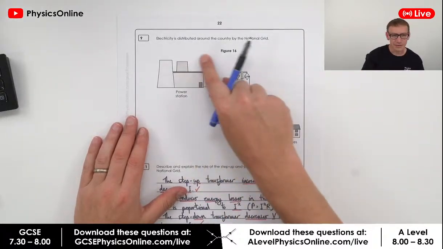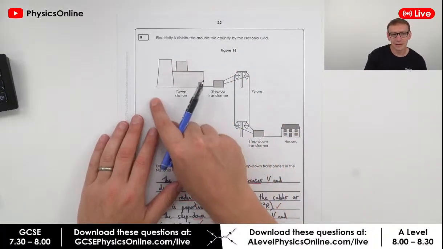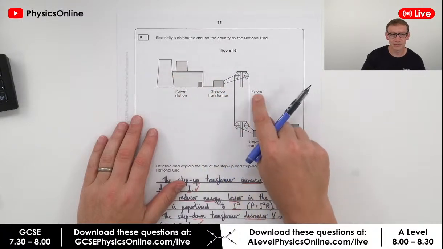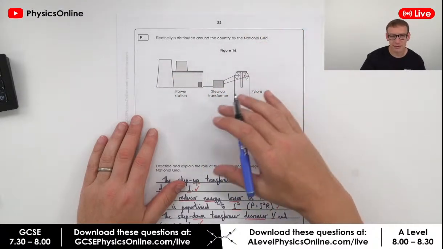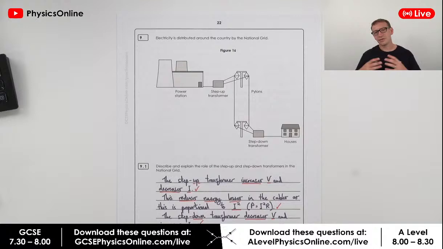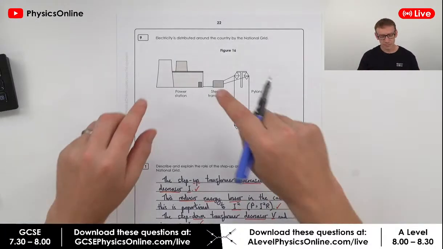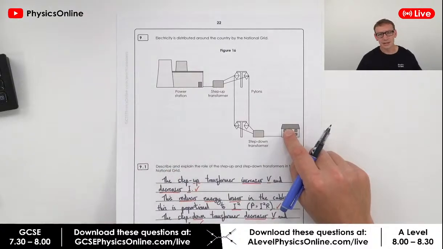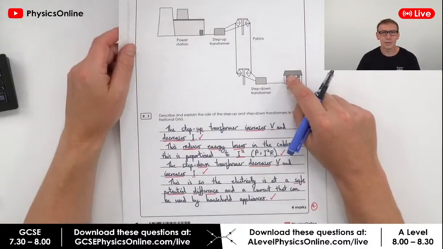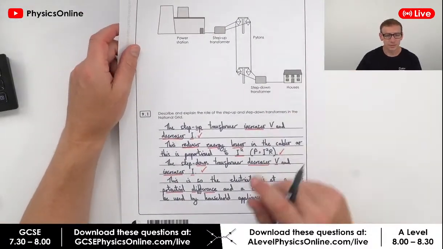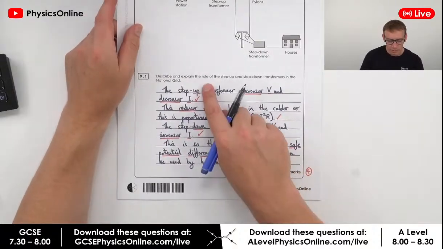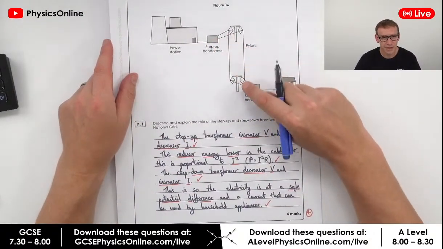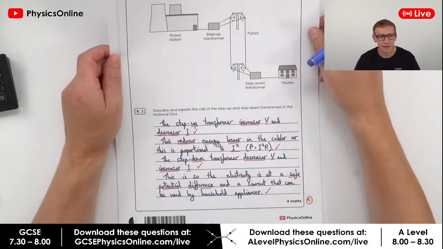so we then have a question. This one's number 9. This is about the way that electricity is distributed by the national grid. So the national grid is this kind of series of wires that basically allows energy to be transferred from where it's generated, if we're talking about electricity, back to where people need it in houses, in buildings, where there's work taking place, and so on. So, describe and explain the role of the step-up transformer and the step-down transformer in the national grid.